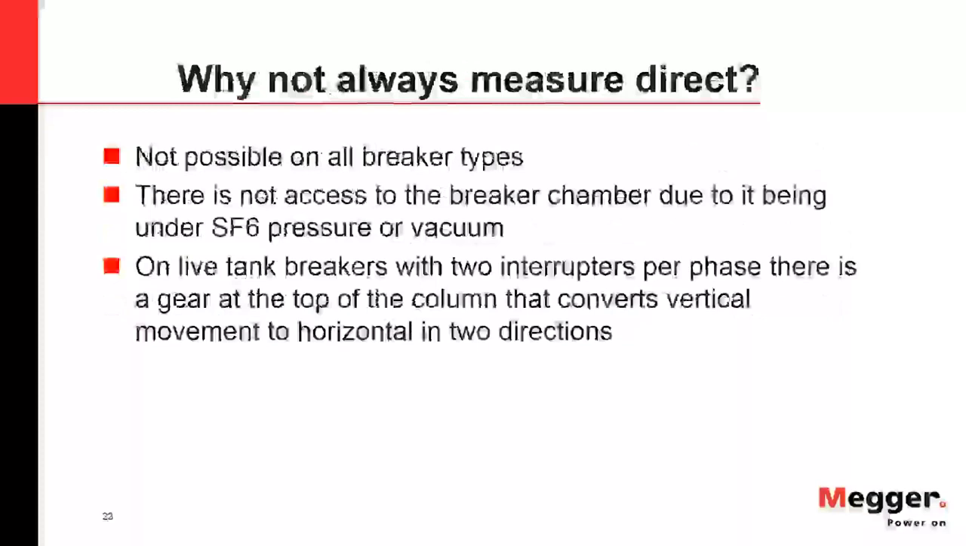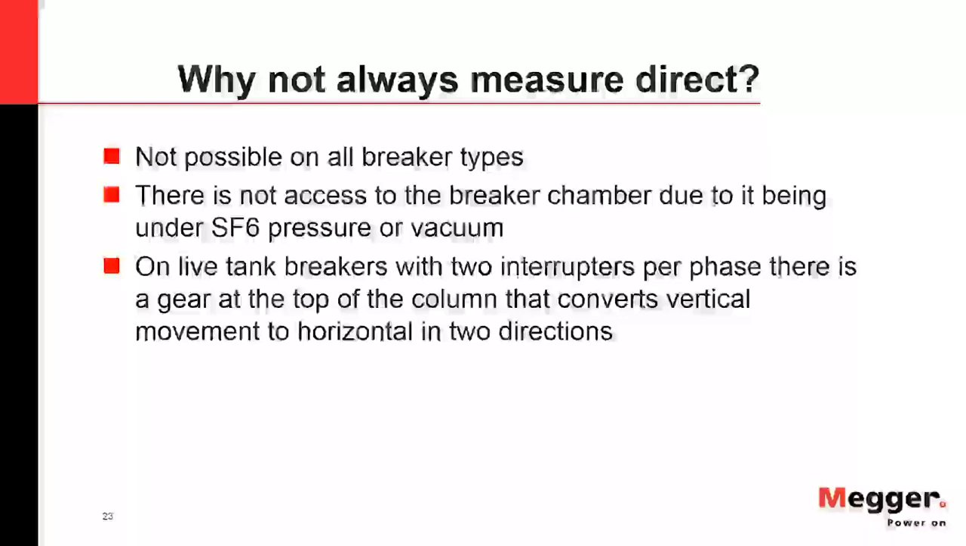So with that being said, why don't we always measure direct? I mean, it would be nice. We wouldn't need to know conversion factors and all that. But the problem is it's just not always possible. It depends on the type of breaker. Sometimes with your SF6, you have gas in there. You can't open it up and connect to it. Well, you could, but then you can't operate at the same speed because that gas acts as a dampener. Same thing, you can't get access to vacuum bottles.